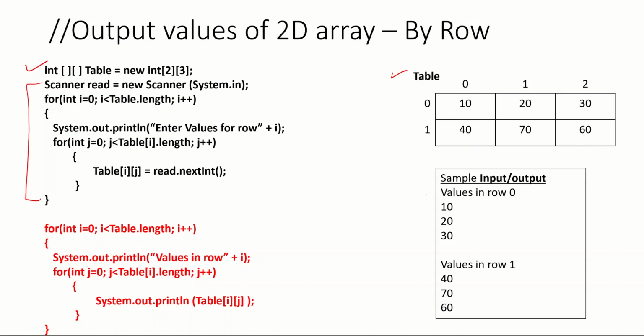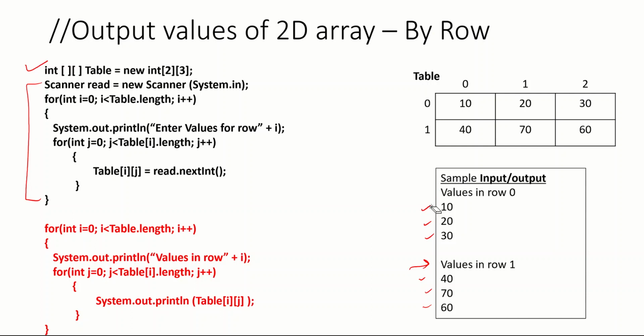I will have to go and say values in row 0 are 10, 20, and 30. Values in row 1 are 40, 70, and 60. So it's more like we are doing this. We are saying go to row 0 and then output the values, so 10, 20, and 30. Once you are done, you have to move to the second row and you have to output the values 40, 70, and 60.